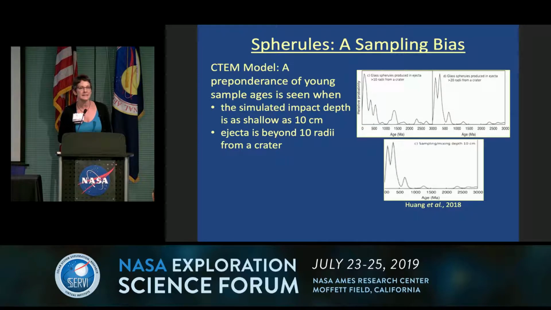We modeled this in 2018. A graduate student at Purdue, Yawei Wang, and the group, David Minton's group, we demonstrated that these samples, these spherules, for example, are more likely to be in the upper few centimeters, and that the preponderance of these spherules in the collection is likely due just to the sampling strategy by Apollo.